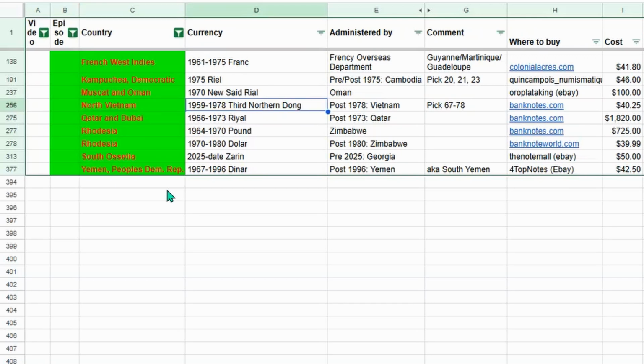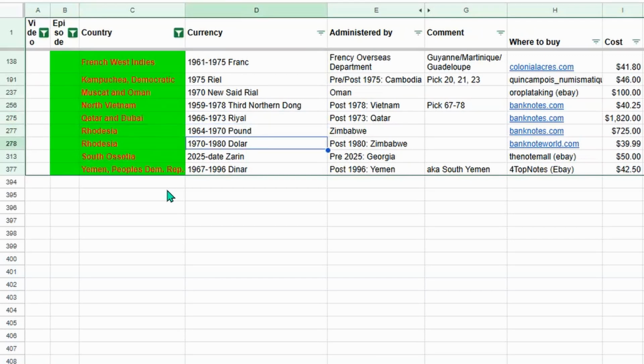that were produced between 1959 and 1978. Qatar and Dubai later became just Qatar, but they did produce from 1966 to 1973 the Qatar and Dubai Rial. Rhodesia, I'm looking for the pound.